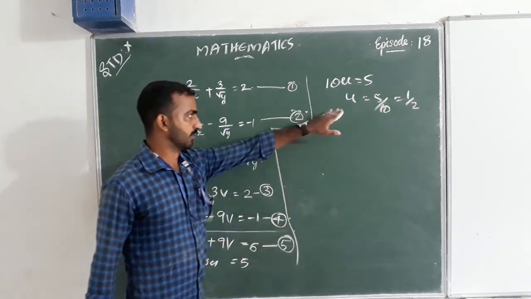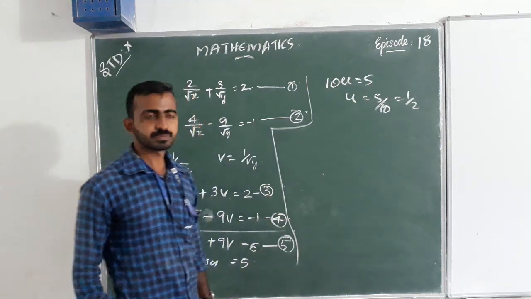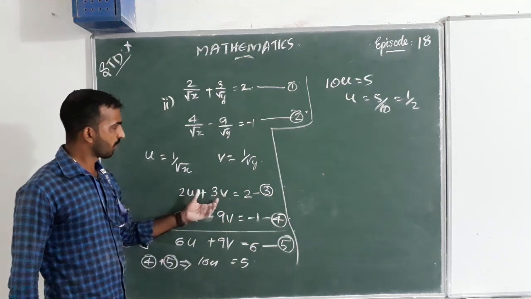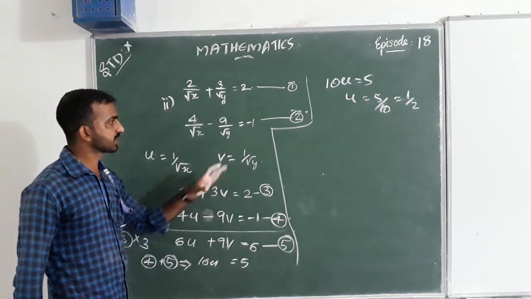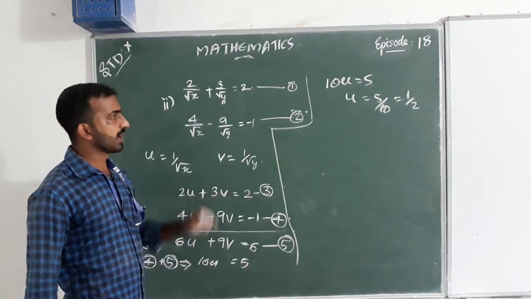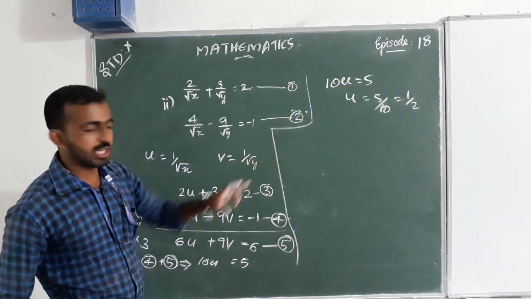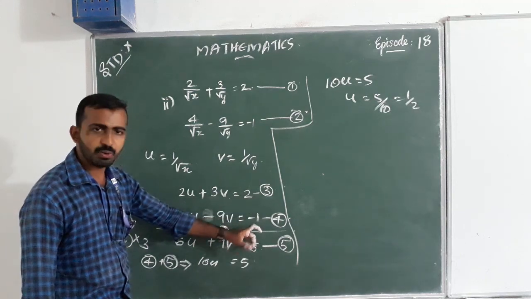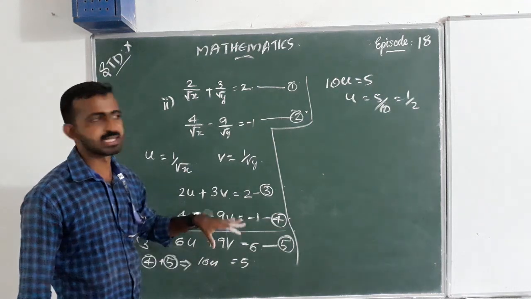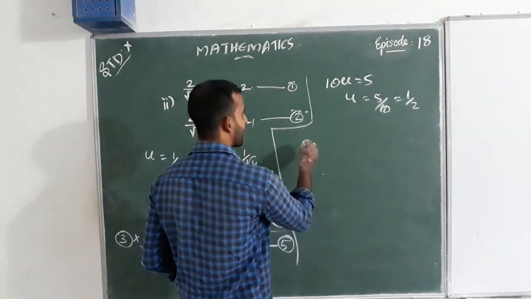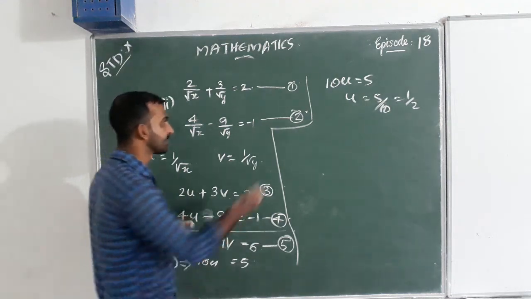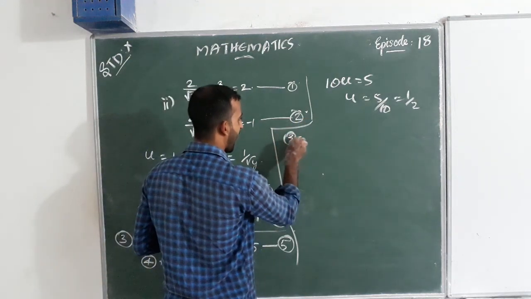And we put the value of u in equation number 2 or 3. We have 3 equations, so we put the value of u in equation number 3, 4, or 5. We get the corresponding value of v. Is it? Yes. We put the value of u in equation number 3.